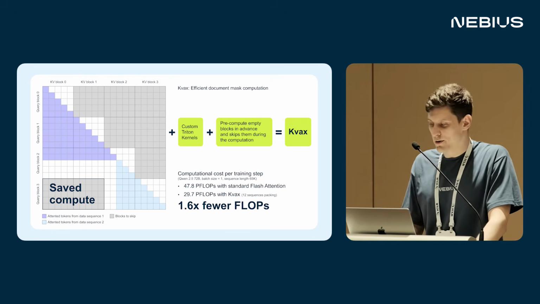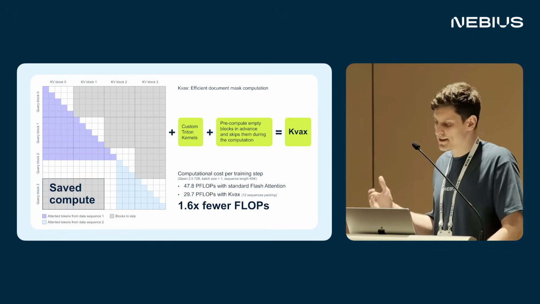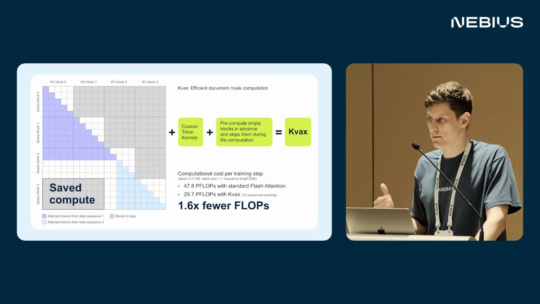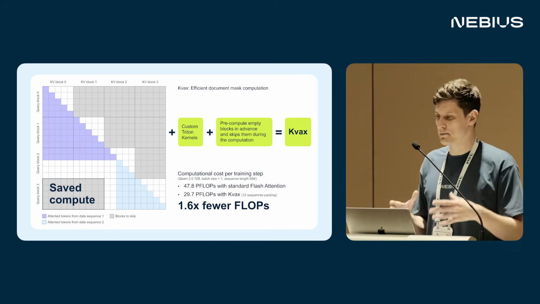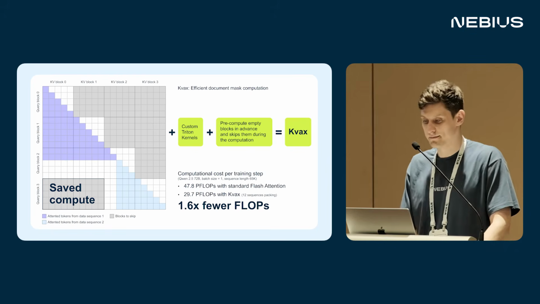Let's look at our example with the Qwen model again. With 12 sequences packed together, Kvax cut the computational requirement by a factor of 1.6, bringing it down to about 30 petaflops, which is a significant saving.